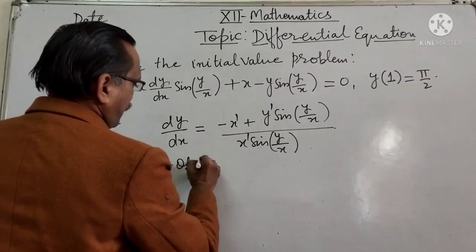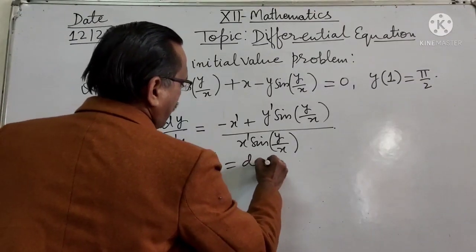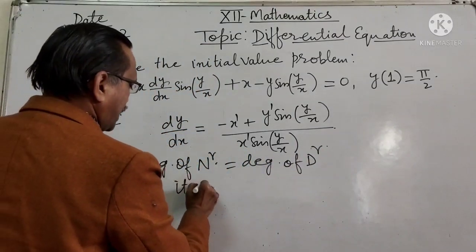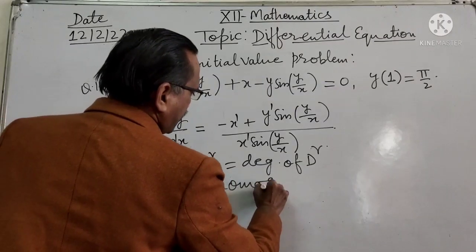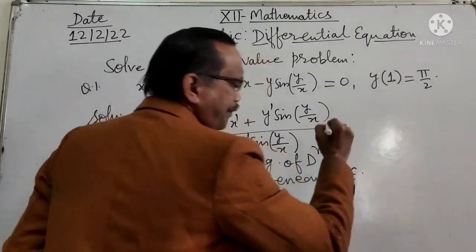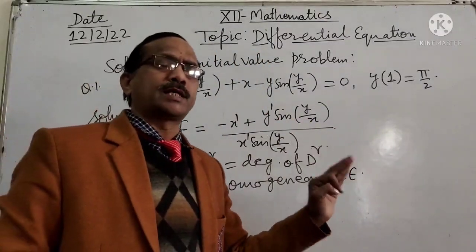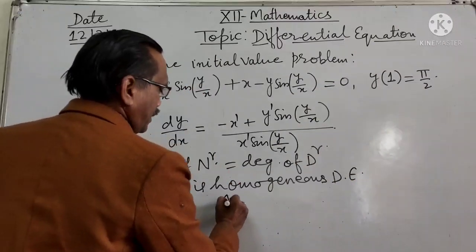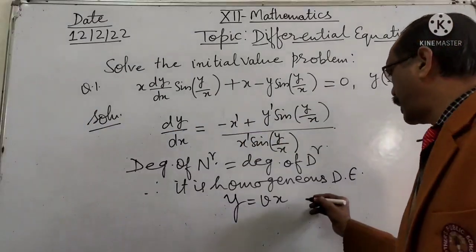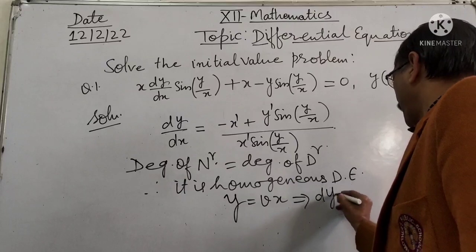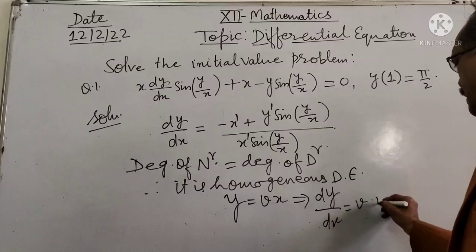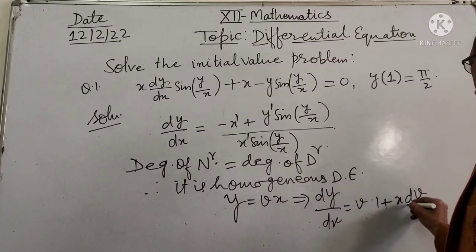Degree of numerator equal to degree of denominator. Therefore, it is a homogeneous differential equation, and its substitution is y = vx, where v is a variable. So dy/dx: v as it is, apply the product rule, x is 1 plus x as it is, and it is dv/dx.